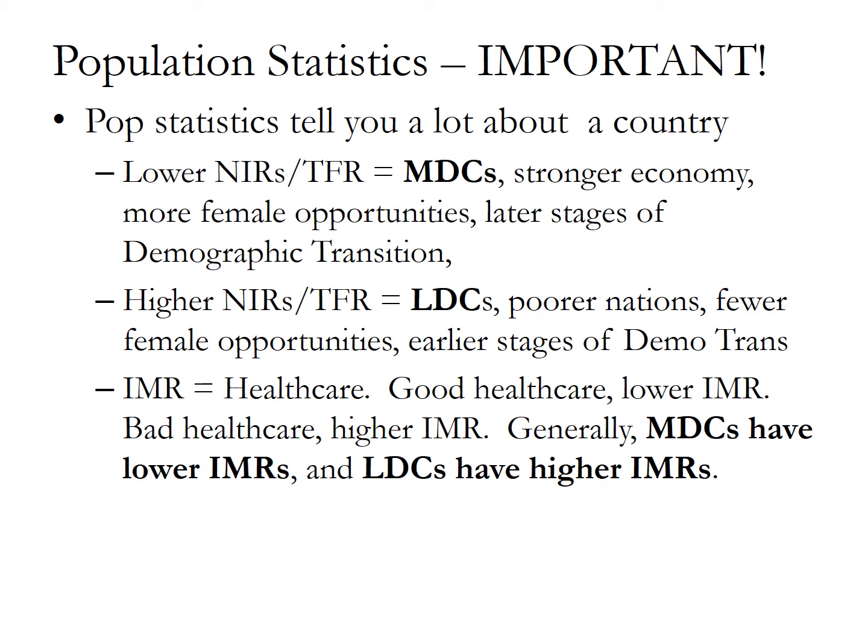These are generally poorer nations. There's generally less opportunities for females. They're earlier stages of the demographic transition model. Now, like I said, we're going to explore all of these things in depth multiple times, but it's important to start understanding how we can use this data.